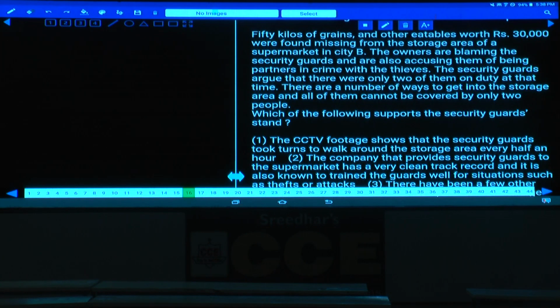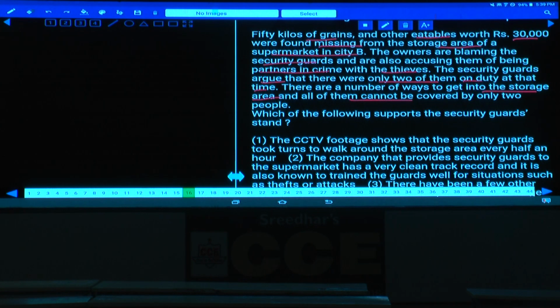50 kilos of grains and other eatables worth rupees 30,000 were found missing from the storage of a supermarket in city B. Then the owners are blaming the security guards and are also accusing them of being partners in crime with the thieves. The security guards argue that there are only 2 of them on duty at that time, and there are a number of ways to get into the storage area, and all of them cannot be covered by only 2 people. What is the claim here?